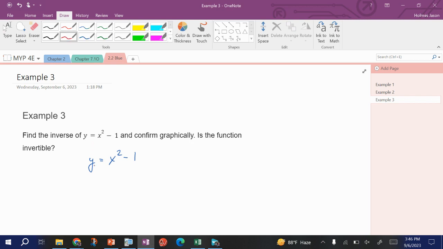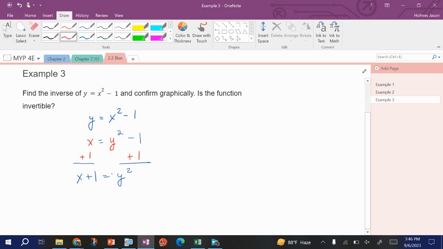So first step, we're going to switch the x and the y around. That's actually performing the act of doing the inverse, where the domain and the range switch. Then we're going to peel away the parts. For our first step, we're going to add 1 to both sides. We'll have x plus 1 equals y squared.